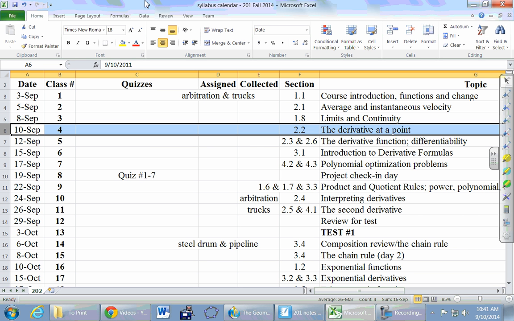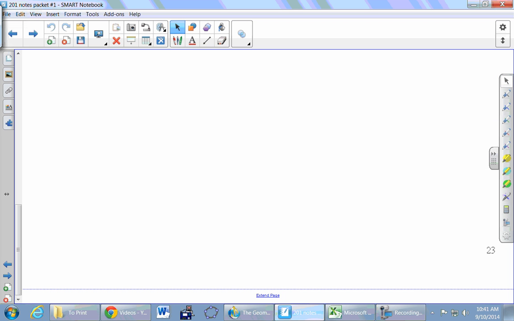So we'll begin with our quick look at the calendar. Today we're talking about the derivative at a point. And again, our first quiz is coming up on September 19th, which is a week from Friday. Okay? A week from Friday is our first quiz. So derivative at a point on page 23 here.